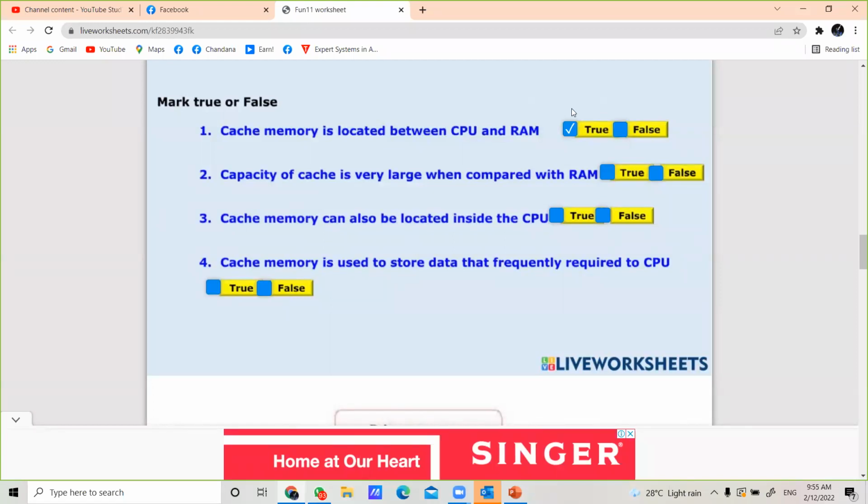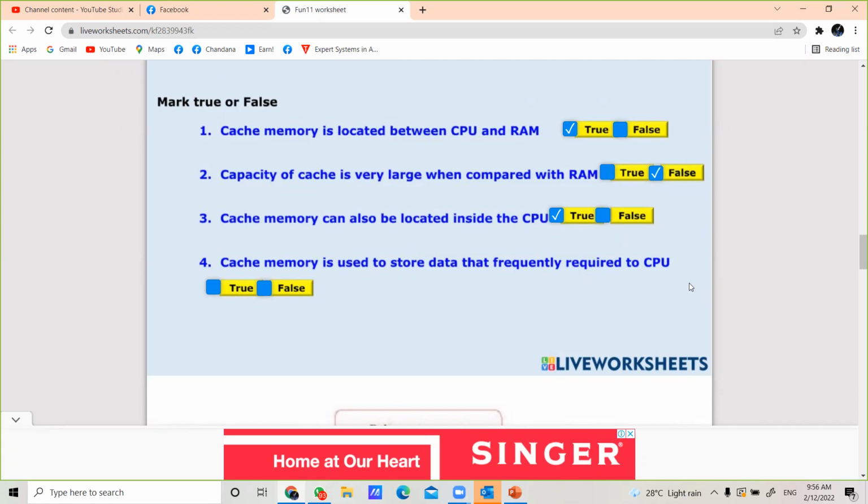Right. Then look at the second one. Capacity of cache is very large when compared with RAM. Is it correct? No. We learned the capacity is very small when compared with the other memory types. Therefore, the statement is false. Third one: cache memory can also be located inside the CPU. Yes, that's correct. In the latest central processing units, part of the cache memory is also available inside the CPU. Therefore, the statement is true.